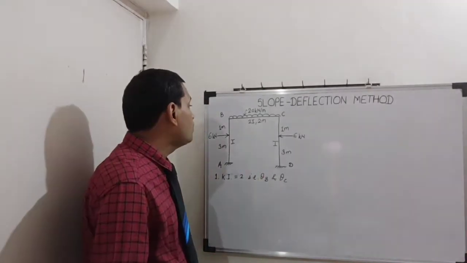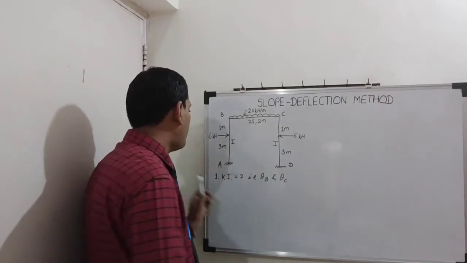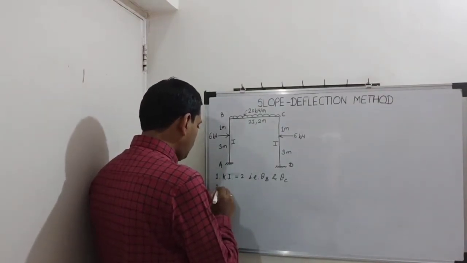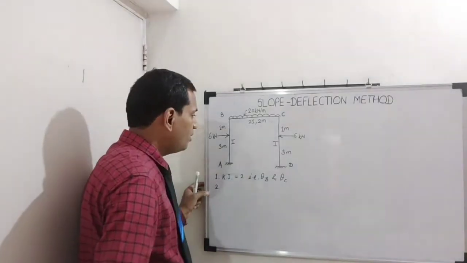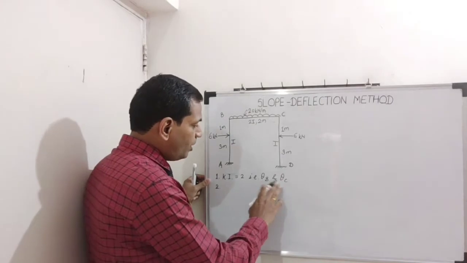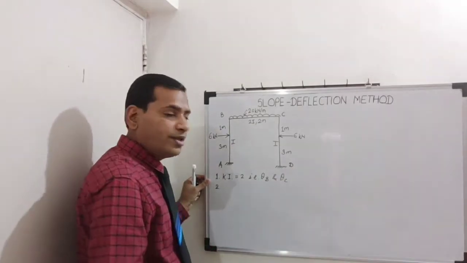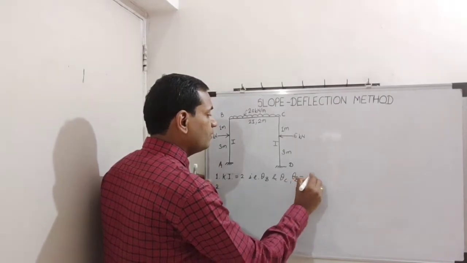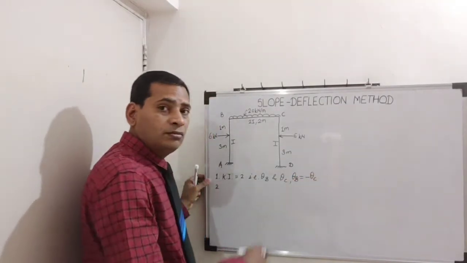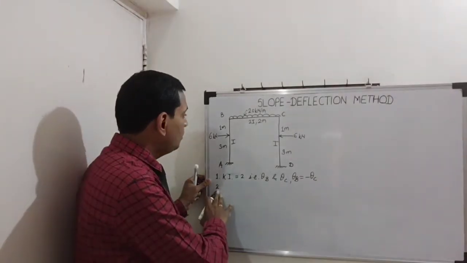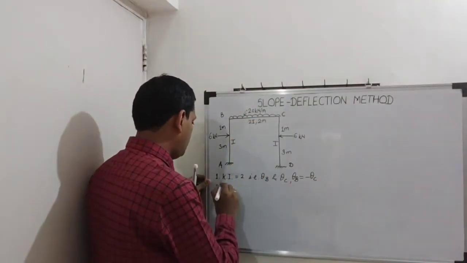Okay. So the second step will be finding the fixed end moments. Before going to fixed end moments, I would like to tell you that there is one relationship between these two. What is that? Theta B is equal to minus theta C. How? Because of the symmetric portal frame. Then fixed end moments.